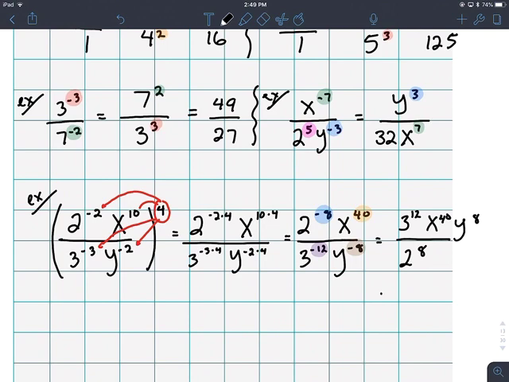So if we simplify this, if we do 3 to the 12th power, let me do it on the side. 3 to the 12th power.